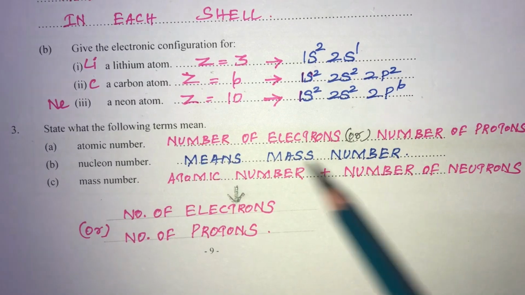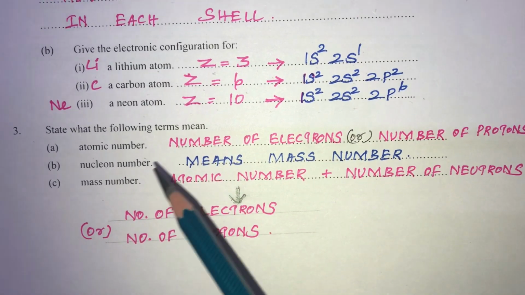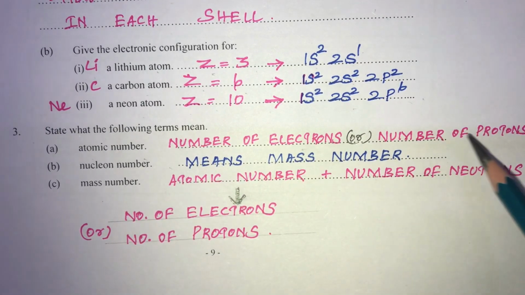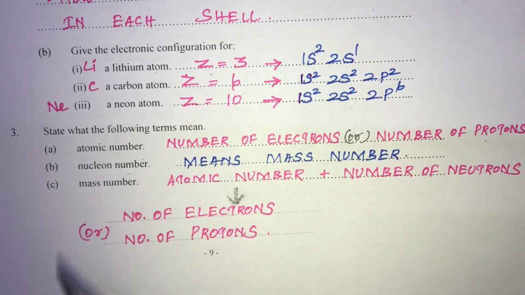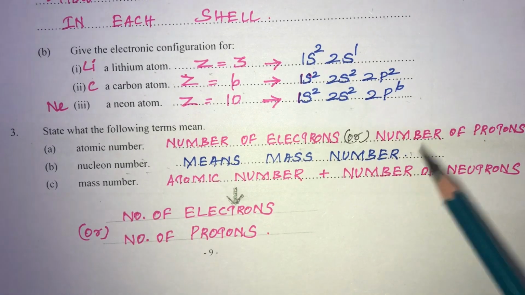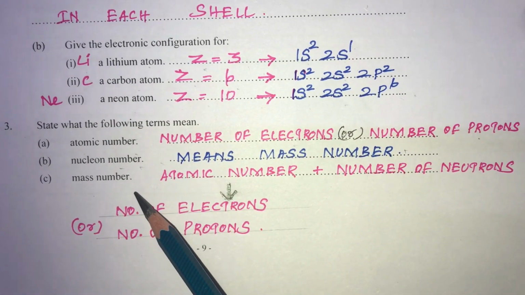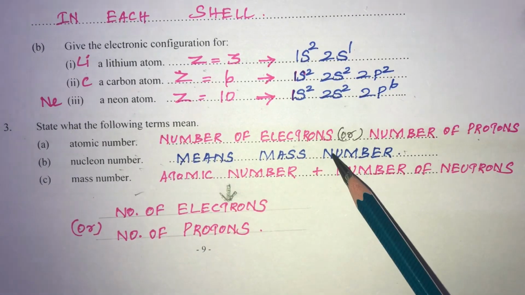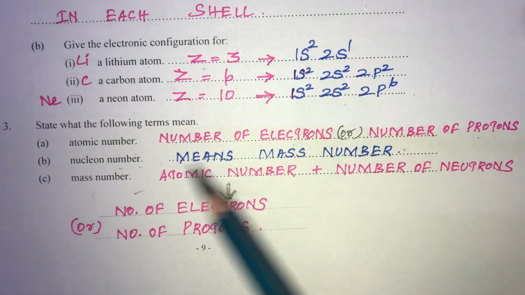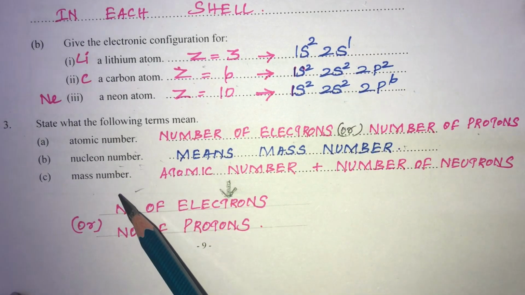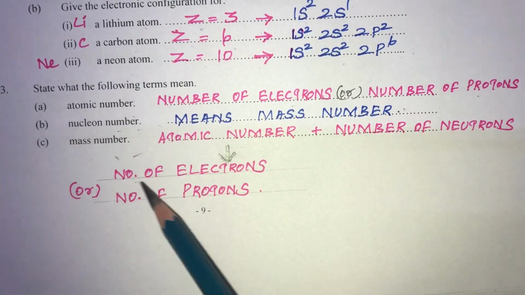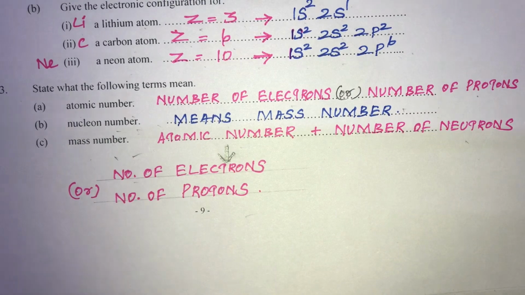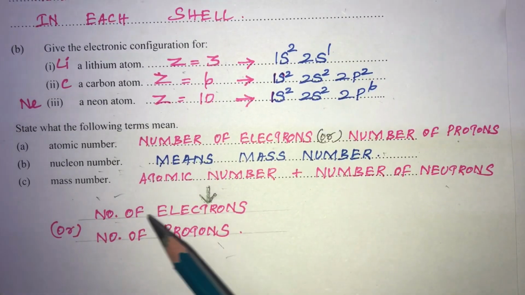State what the following terms mean. Atomic number: the number of electrons or number of protons is called the atomic number. What is nuclear number? Nuclear number is the mass number. What is mass number actually? Mass number is the atomic number plus the number of neutrons. That is, the number of protons plus the number of neutrons, or it can also be said as the number of electrons plus the number of neutrons.